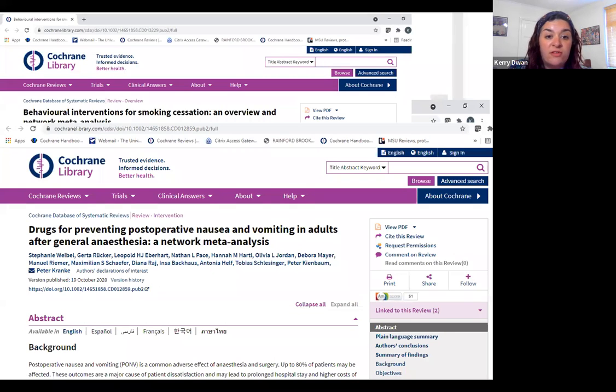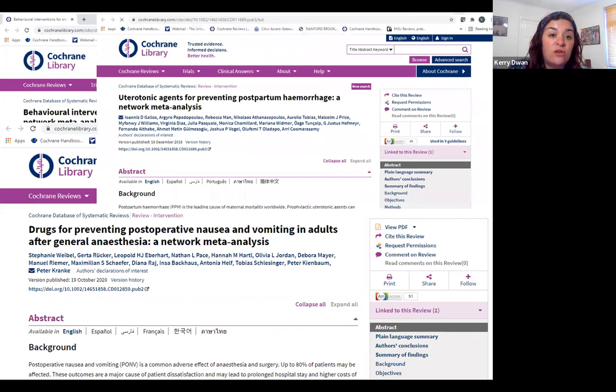Drugs for preventing postoperative nausea and vomiting in adults after general anaesthesia includes 585 studies with almost 100,000 participants, and it looks at 44 single drugs and 51 drug combinations. And we have uterotonic agents for preventing postpartum hemorrhage, and this includes 196 trials, 135,000 women, and has 7 uterotonic agents and a placebo or no treatment. So you can see there, the size of some of these reviews is very large, looking at many trials, many participants, and many different types of interventions.